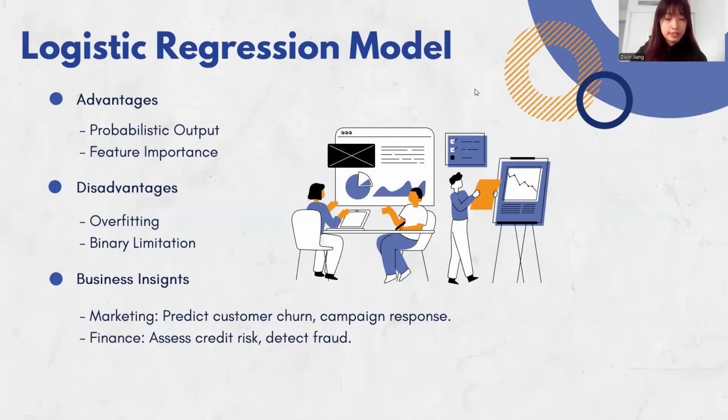Hello everyone, I'm Di Xinjiang. Now I will introduce the logistic regression model for predicting online shopping data. First, let's discuss the advantages and disadvantages of logistic regression. It provides probability scores and determines the importance of predictors, but it is prone to overfitting with many features and it is limited to binary outcomes. In business, it's used in marketing to predict customer churn and campaign response, and in finance to assess credit risk.